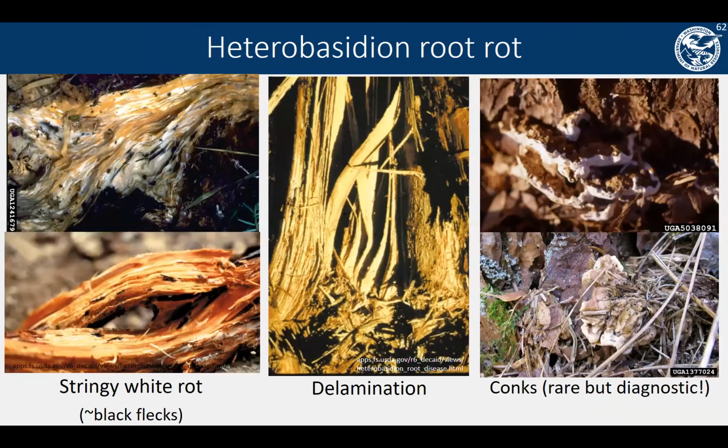Okay, here's my summary slide, slide 62, that hopefully is progressing. For Heterobasidion root rot, you see stringy white rot, sometimes with black flecks. You may have delamination and some other older rot, or you may not. And you may find these rare but diagnostic conks.